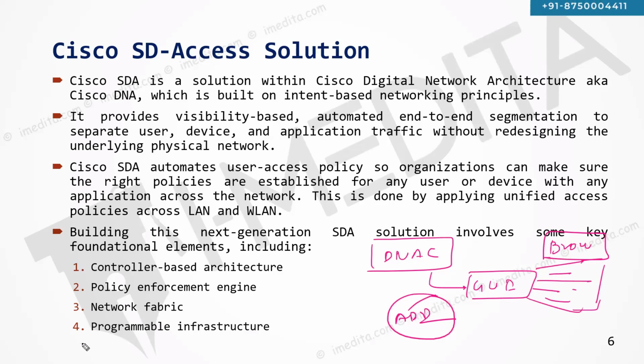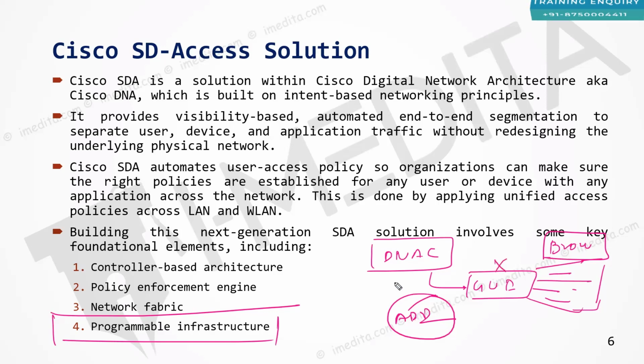So it has a programmable interface. Programmable infrastructure basically means that not only can we interact with the DNS center using the GUI, but we can also interact with the DNS center using the API. Third-party automation tool interaction is also awesome.